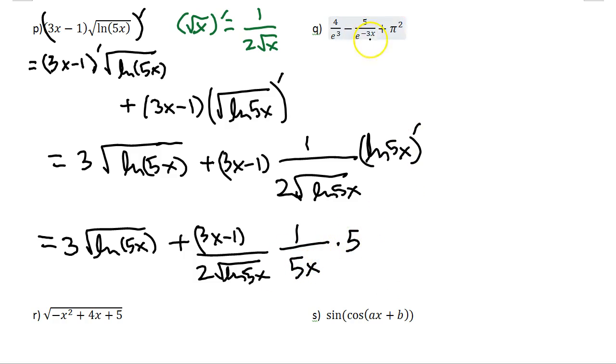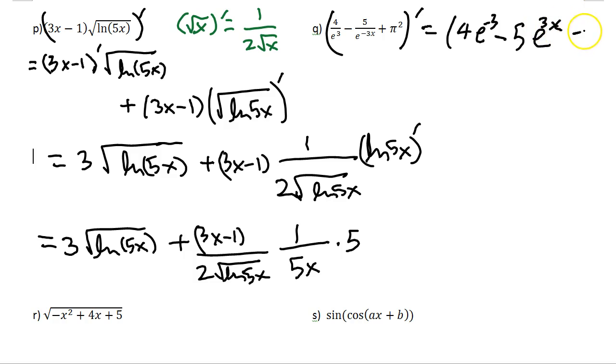Okay. If you differentiate this, let's see, this is 4 times e to the negative 3, and you can rewrite the next one as 5 times e to the negative of negative 3x. You can make the denominator go on top at the expense of negating the exponent. If you negate the negative 3x, it's positive 3x. You get pi squared.